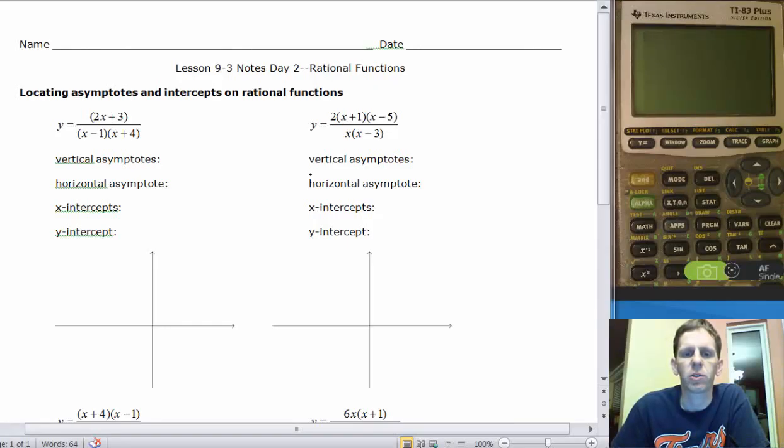These are the Lesson 9.3 notes for Day 2. Again, we're talking about rational functions, and again, we're going to be locating asymptotes and intercepts on rational functions.